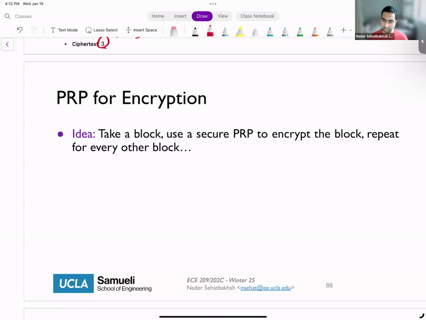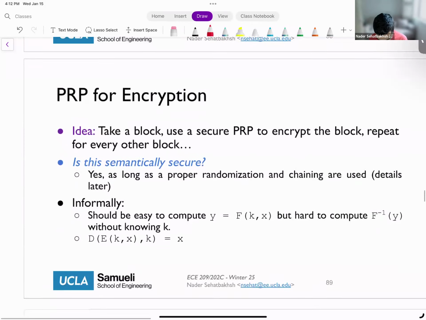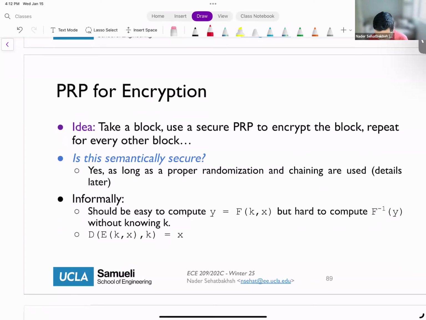There is a little bit more to it that we need to discuss, including, for example, how we create the probabilistic approach that we need. If the same number goes into the block cipher, we want to receive a different ciphertext. So the question is, is this semantically secure? And yes, as long as there's proper chaining, and we're going to discuss what this chaining and randomization is.